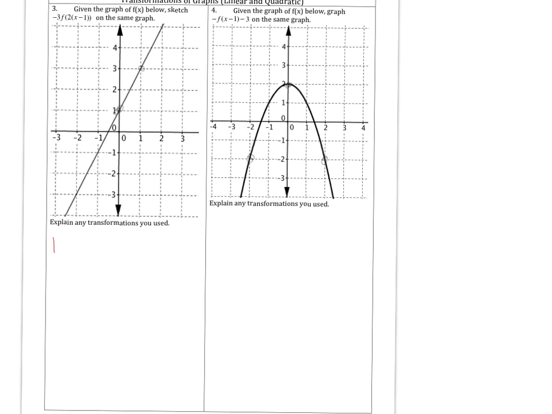So for the point 1, 3, the first instruction I see is the inside, x minus 1. To me, that means I'm moving right 1, or I'm adding 1 to the x coordinate. And if I move that right 1, it becomes 2, 3.